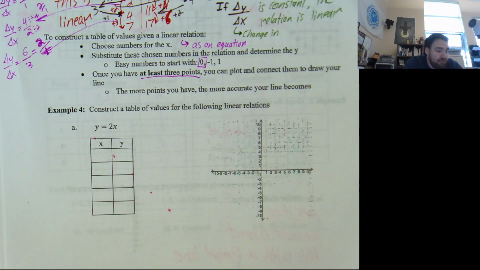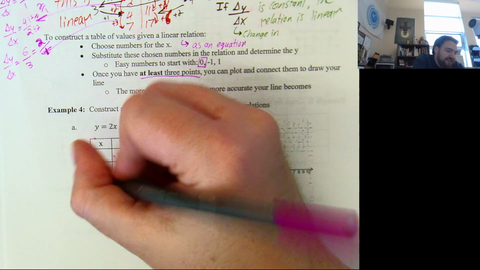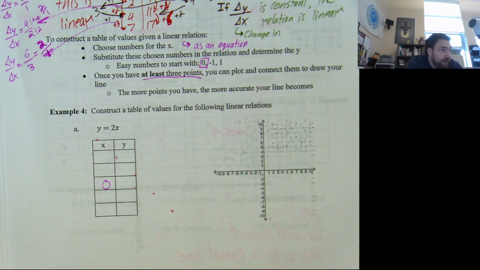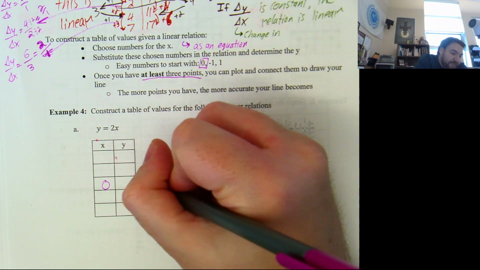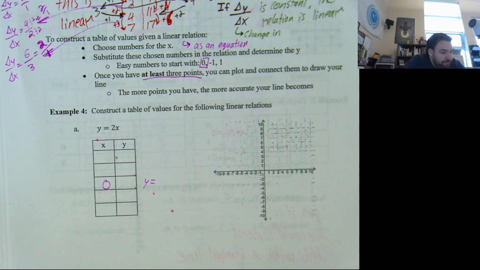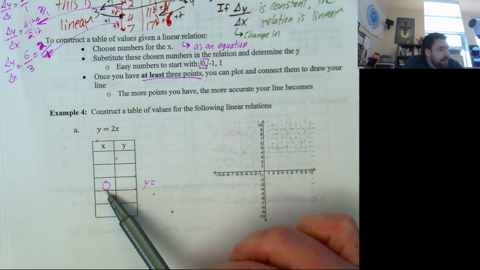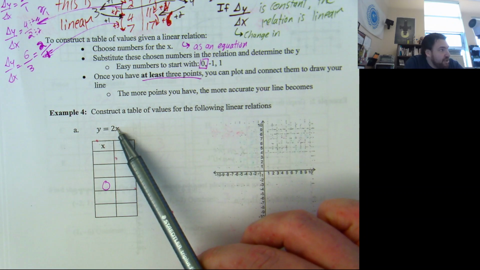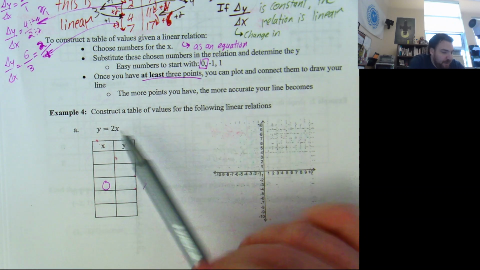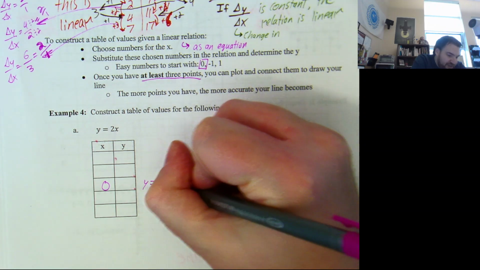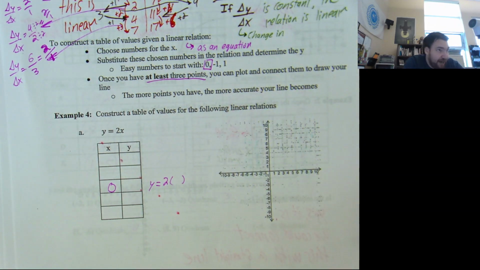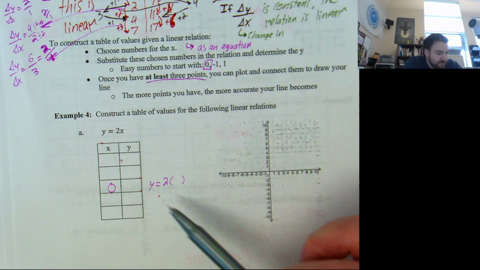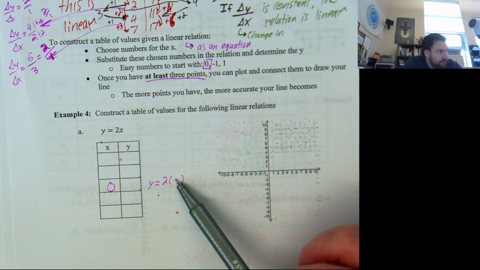So, let's fill in the table of values here. Let's pick 0. I'm going to throw it right in the middle. So, remember how we substitute? I picked a value for x, and now I want to put it into this equation. To substitute a value into an equation, we replace in the equation the variable that we're substituting with a set of brackets. Then we take the value and we shove it in there.